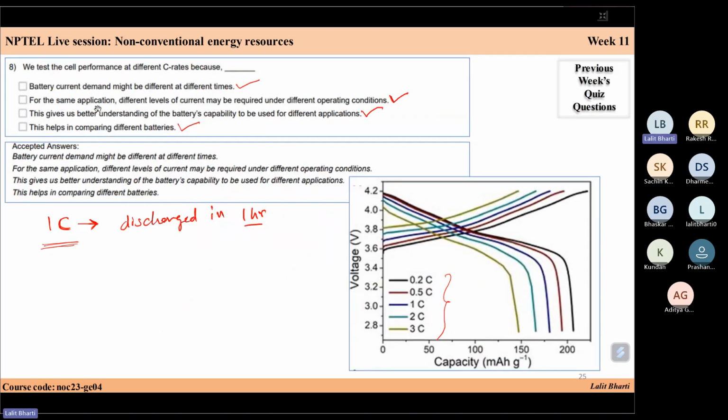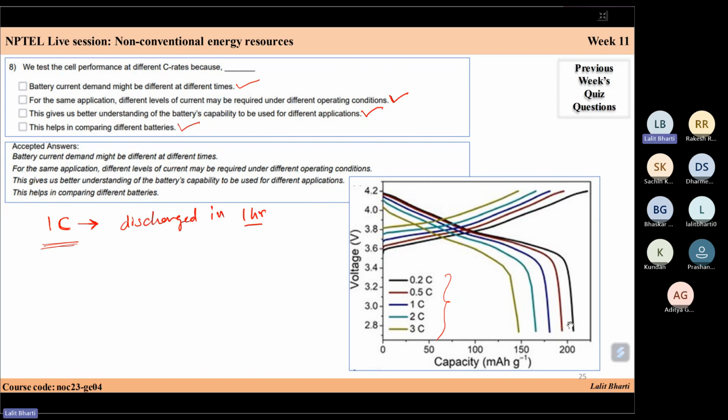Then we have the question 8. It says we test the cell performance at different C rates because battery current demands might be different at different times. So yes, for the same application, different levels of energy may be required under different operating conditions. This gives us a better understanding of the battery capabilities. That is also correct, because for different applications, we need different C rates. It helps in comparing different batteries. That is also correct. We already discussed C rates are basically the discharging rate of a battery. So 1 C means your battery should be discharged in 1 hour.